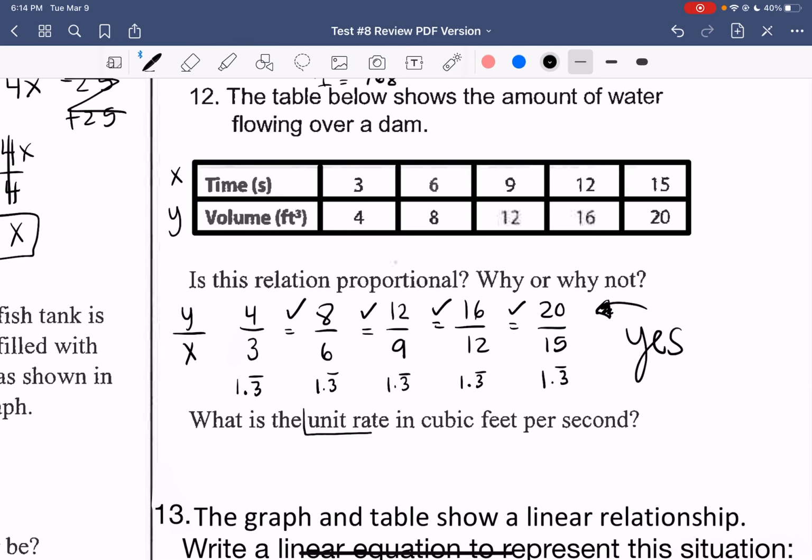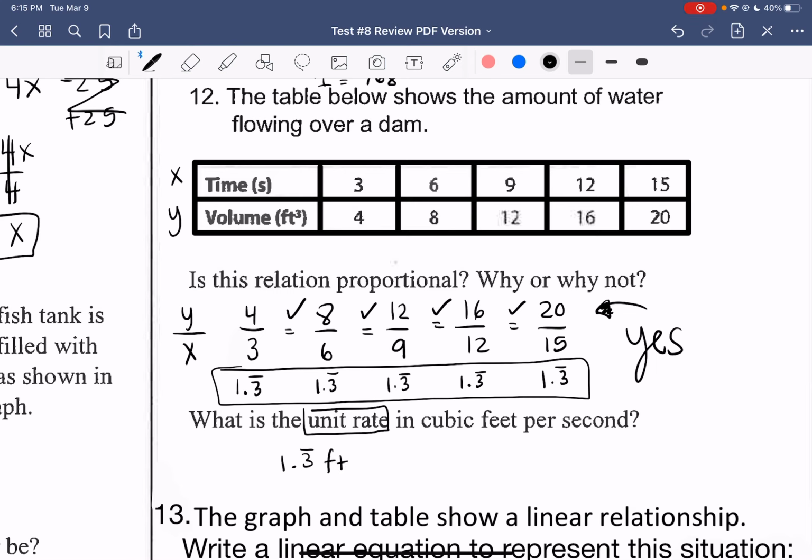And then we're asked for the unit rate, and the thing is, we just found the unit rate all the way across the board, because unit rate is another word for slope. So we can say 1.3 repeating is the cubic feet per second. And it could also be 4 over 3. So whichever one worked, 4 over 3 or 1.3 repeating.